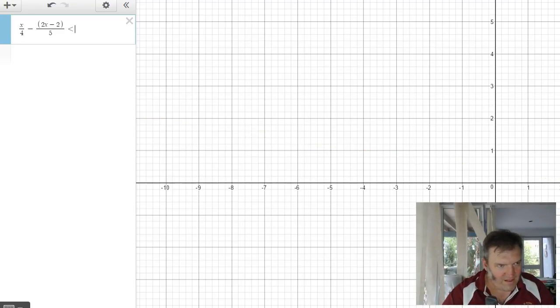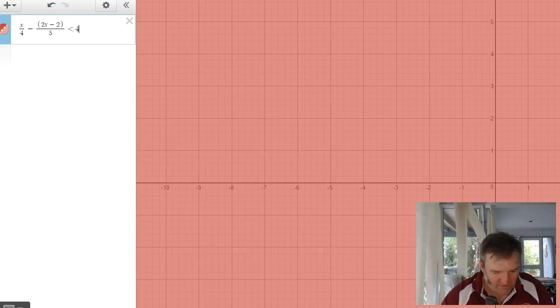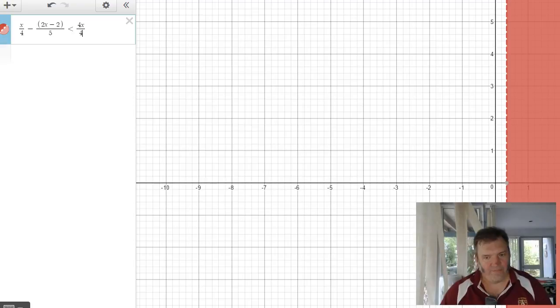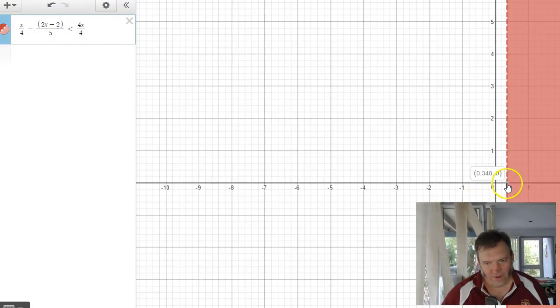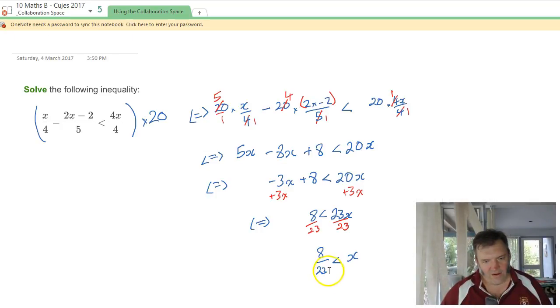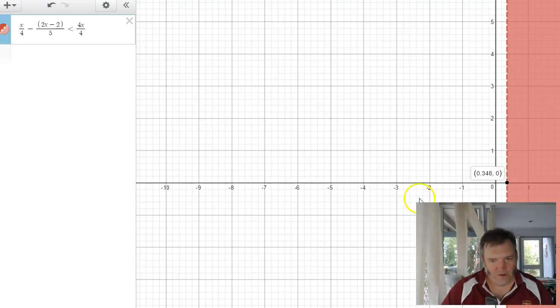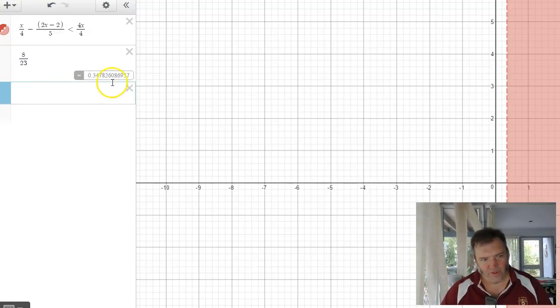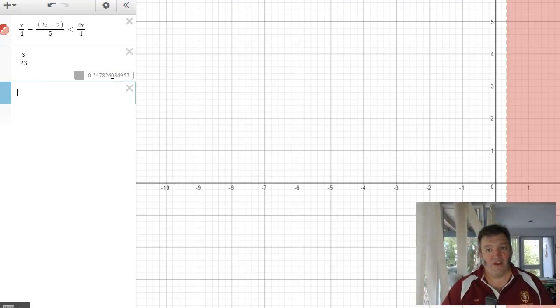Push to the side, that's less than 4x over 4, but that's really just x, isn't it? You can see it's shaded in the area where this expression is less than the other expression. If we have a look, 0.348. Now, what was our value? 8 over 23. Whenever x is greater than 8 over 23, we have the answer. Is 0.348 the same as 8 over 23? Let's have a check. It's 0.3478, so they've just rounded to 3 figures. You know you've got it right.